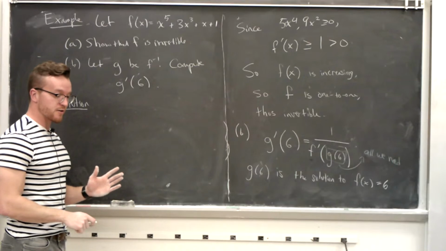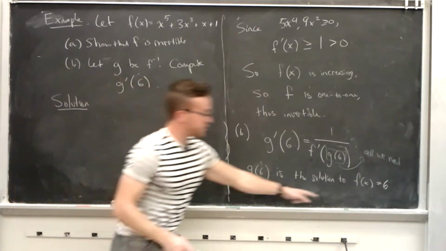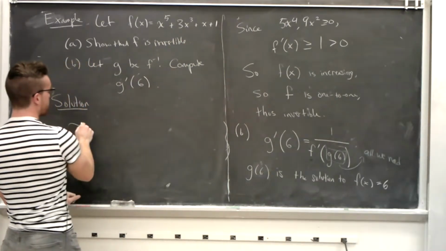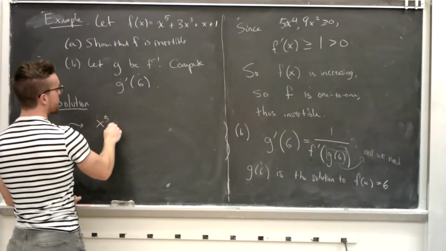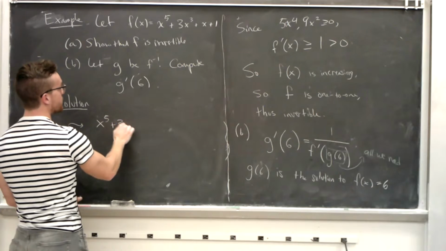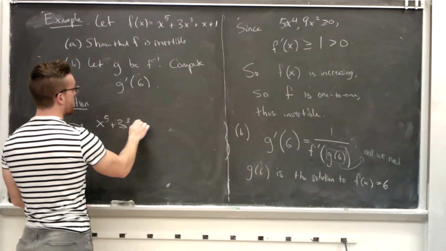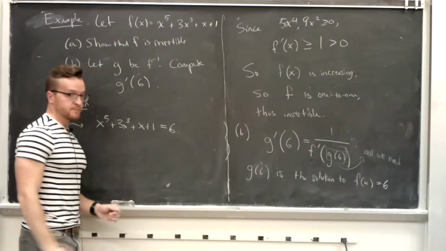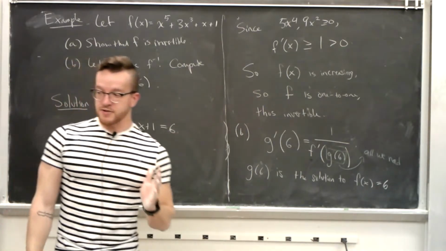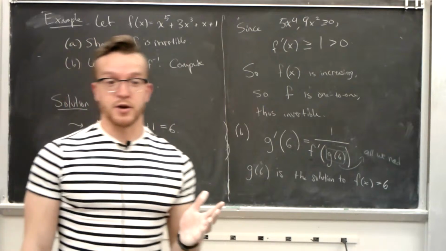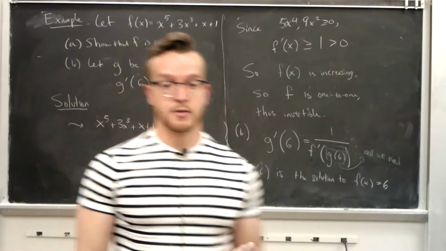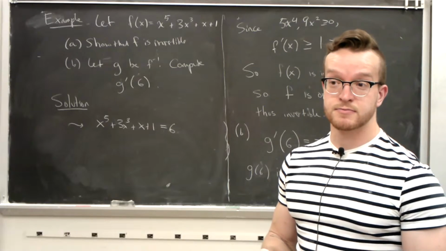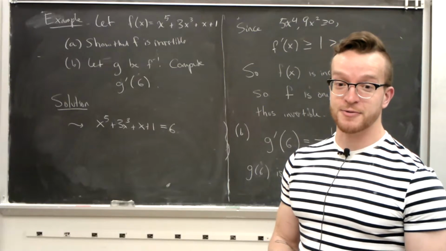Oh yeah, so we need to solve the equation f of x equals 6. Here's f of x. So we need to solve x to the 5th plus 3x cubed plus x plus 1 equals 6. How do you go about solving something like this? You're not going to do it algebraically, so the point here is to just guess the solution. That's what you're supposed to do.